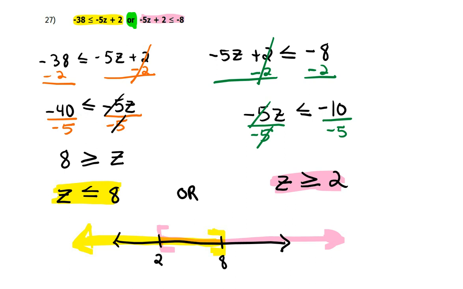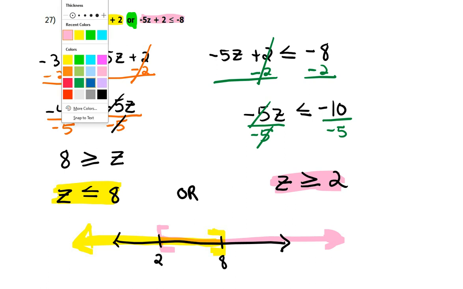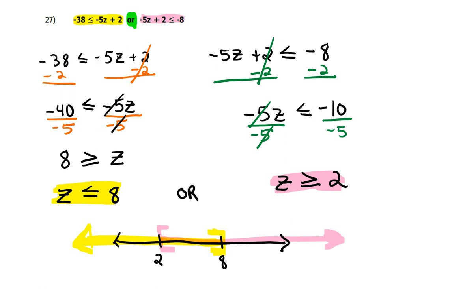Now you can see that the pink and the yellow overlap, and actually when you mix pink and yellow they make an orangey color, but they overlap right here as well as the bracket parts. And if the word in between had been an and, then I would be looking at just the orange part where they overlap. And then that interval would simply be from 2 to 8.